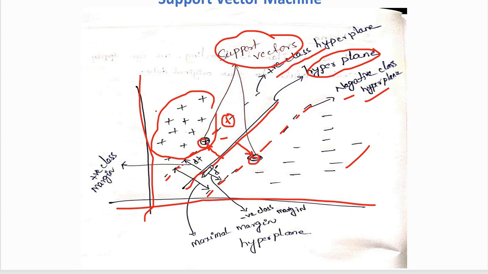The distance from this hyperplane to this positive class hyperplane is called the positive class margin.